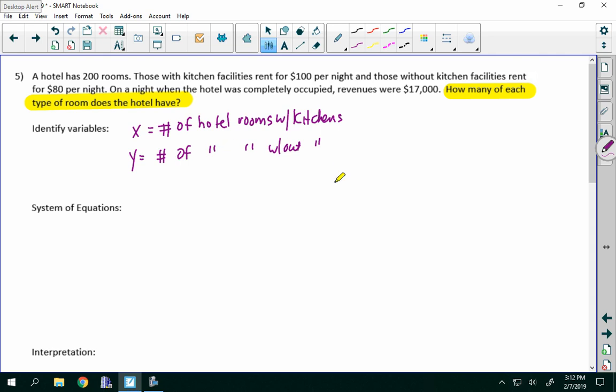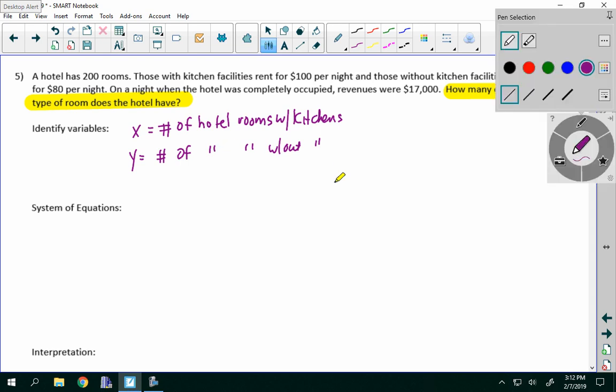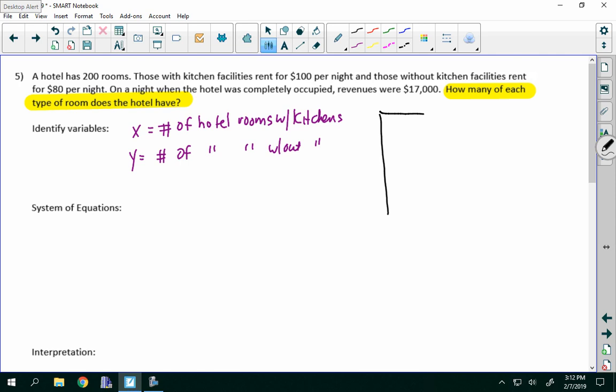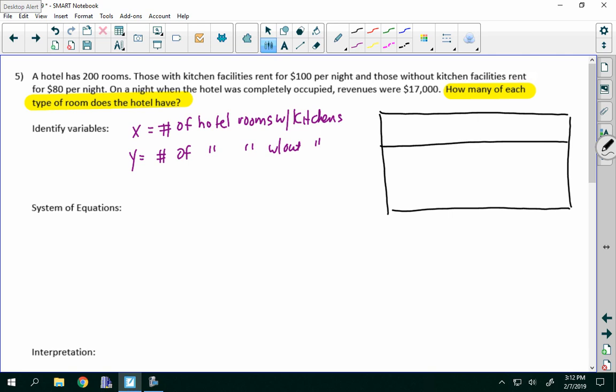Now, while we're doing this method of writing out a description of each one of our unknown variables, I want to show you a similar approach that some of you may have learned in a previous class, and that is using a table to help you do a very similar thing to what we just did. So your table will have two different types of things. Those things are rooms, with kitchen, and without kitchen. And you'll see why in a minute.